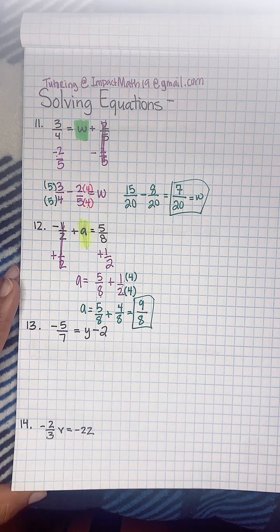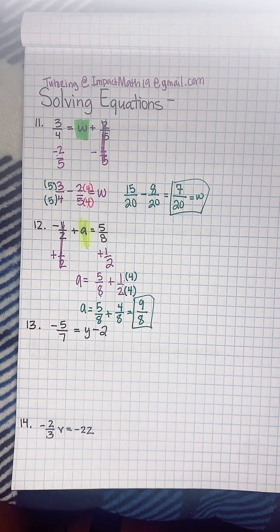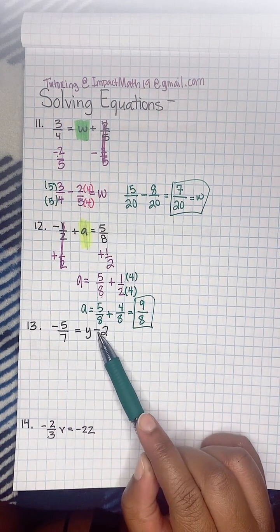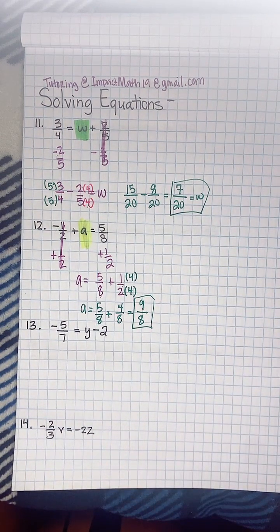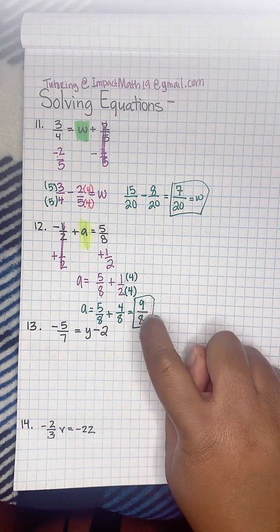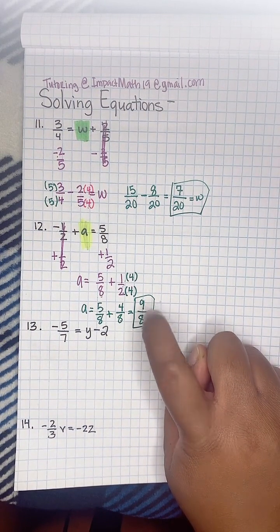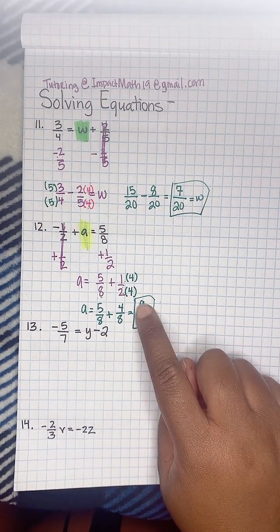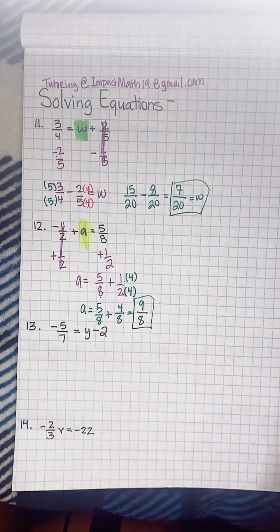All right, let's go to 13. So -5 over 7 equals y minus 2. Somebody said, let's reduce it. Okay, so we can't reduce this because they have absolutely nothing in common, but we can change it to a mixed number if that's what you want to do.